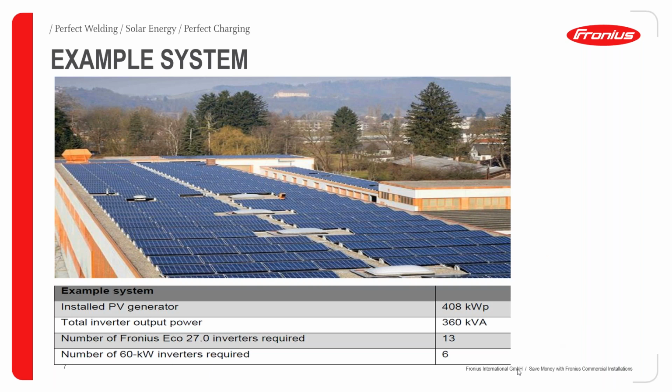So the details as far as the inverters are concerned, like I've mentioned, the PV generator is 408 kilowatt peak. The total output of the inverters is 360 kVA, and if this is on power factor 1, then this would be actual power of 360 kilowatts as well. And this is a cumulative figure of the 60 kilowatt inverters, for which we require 6 for a 408 kilowatt peak system. And then in comparison, we require about 13 Fronius Eco 27 inverters.